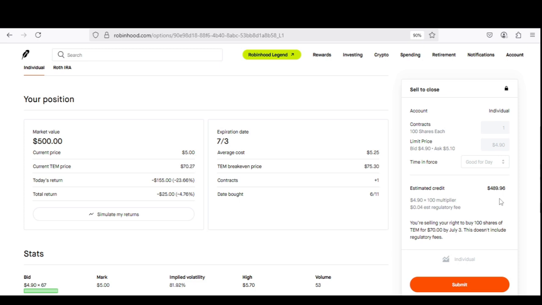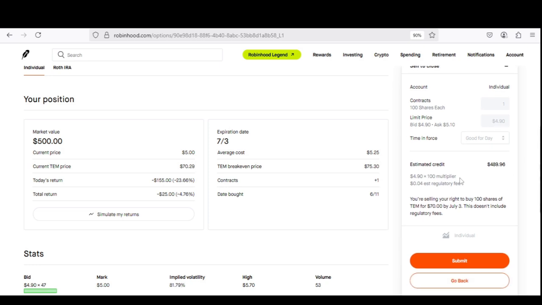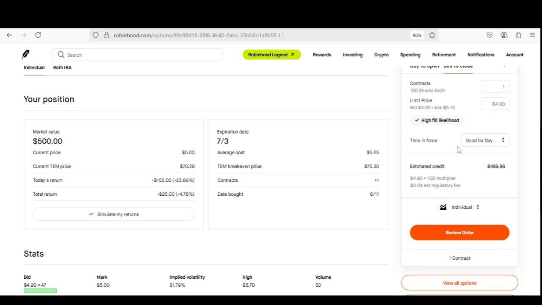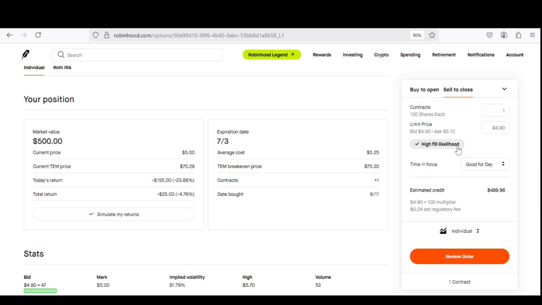So if a trade is going against you, this is one way for you to get out of the trade and still be able to hold on to at least some of your money. Now, the best time to do these exit strategies is if you're up on the trade, because that way you're going to be able to make some additional money.